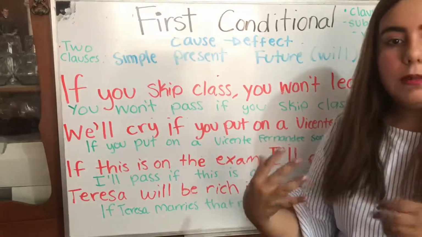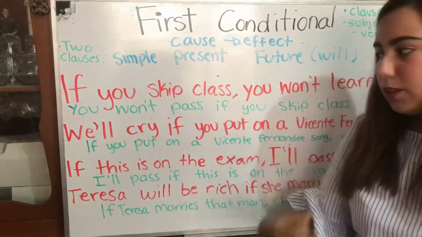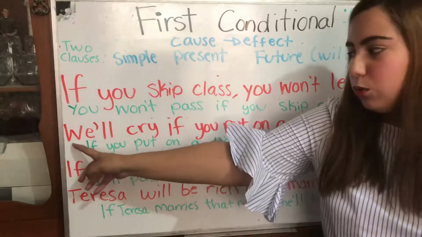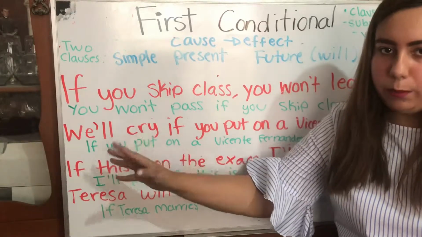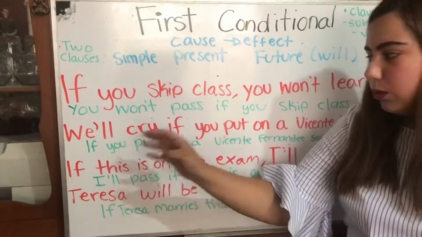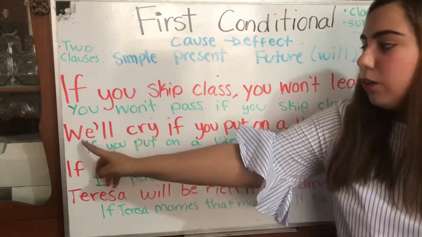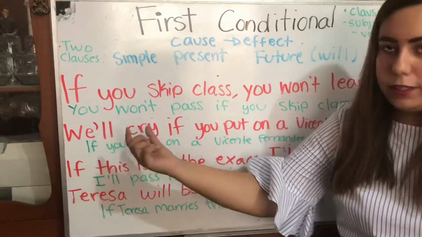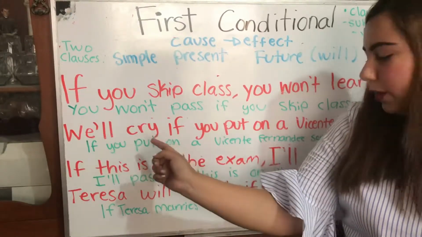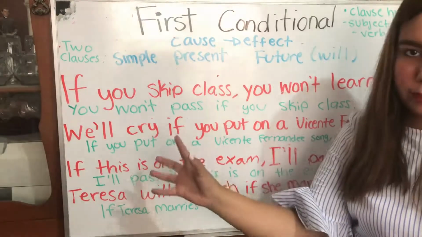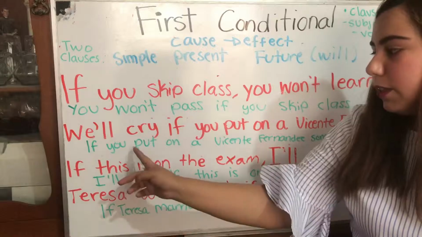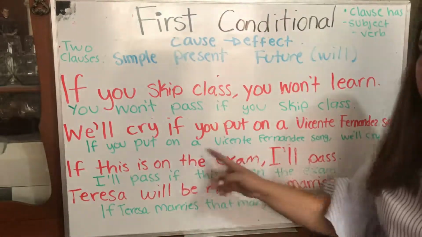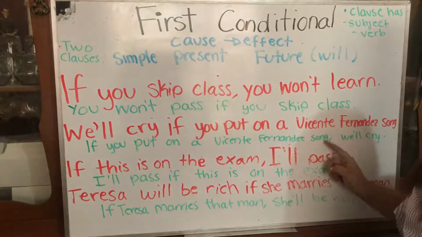Vamos a llorar si pones una canción de Vicente Fernández. Entonces, aquí tenemos nuestro sujeto we. Aquí estamos poniendo el futuro will. Entonces, aquí estamos empezando con el efecto y no la causa. We'll cry. Sujeto, will, en este caso contracción, y el verbo en forma base, cry. We'll cry y obviamente no ponemos coma. ¿Por qué? Porque estamos empezando con el efecto.